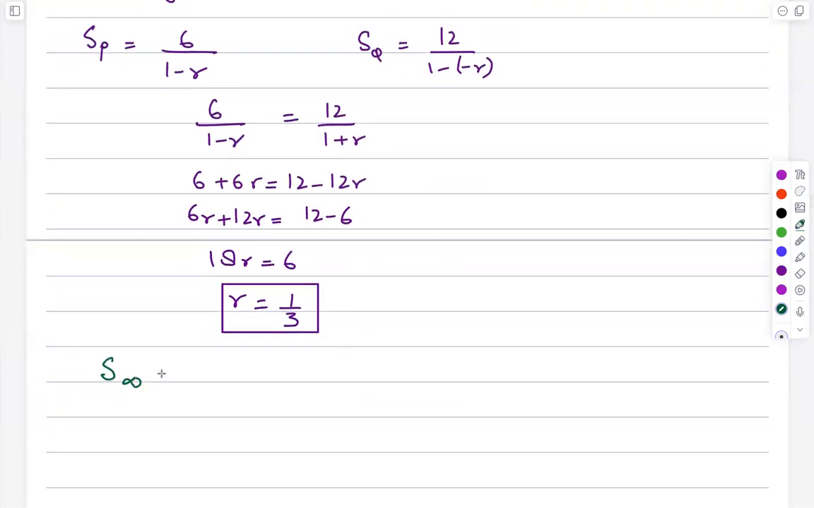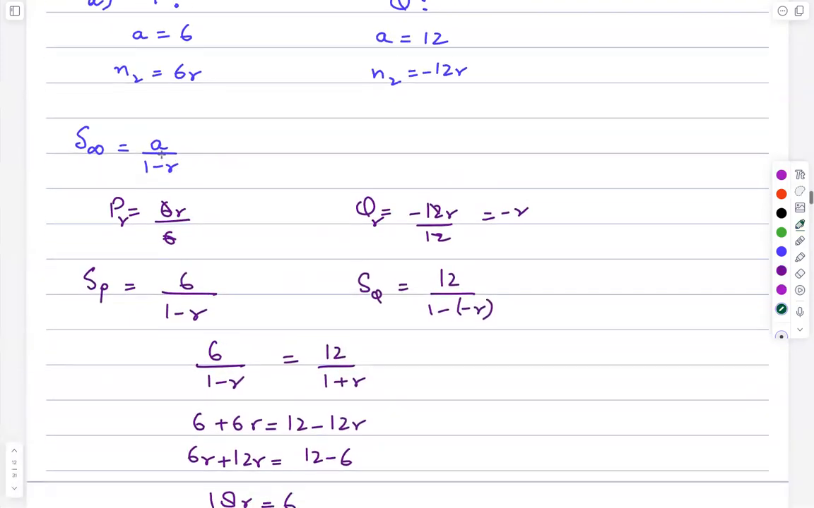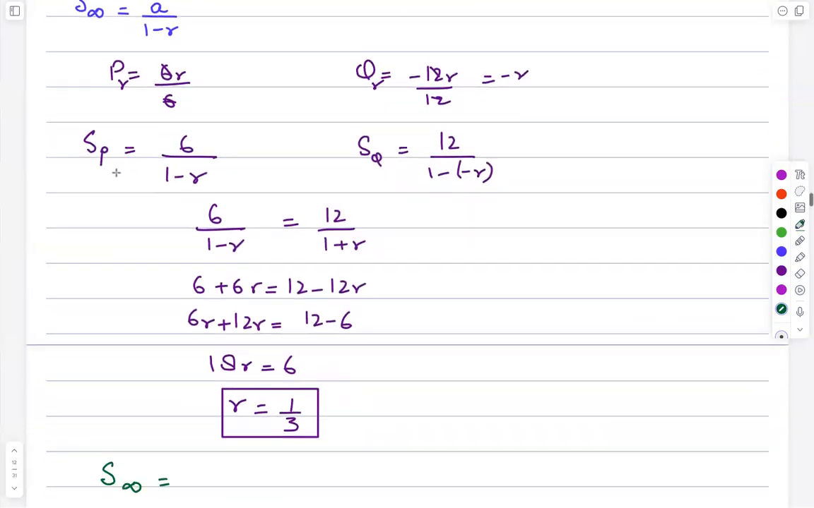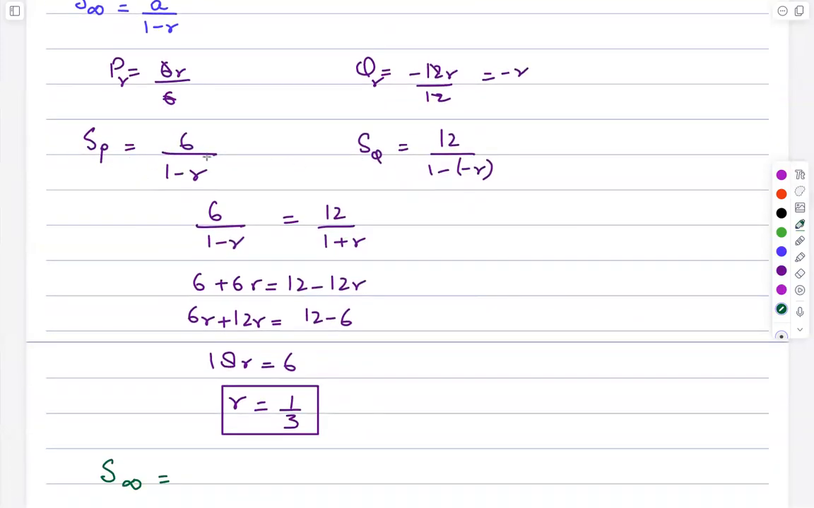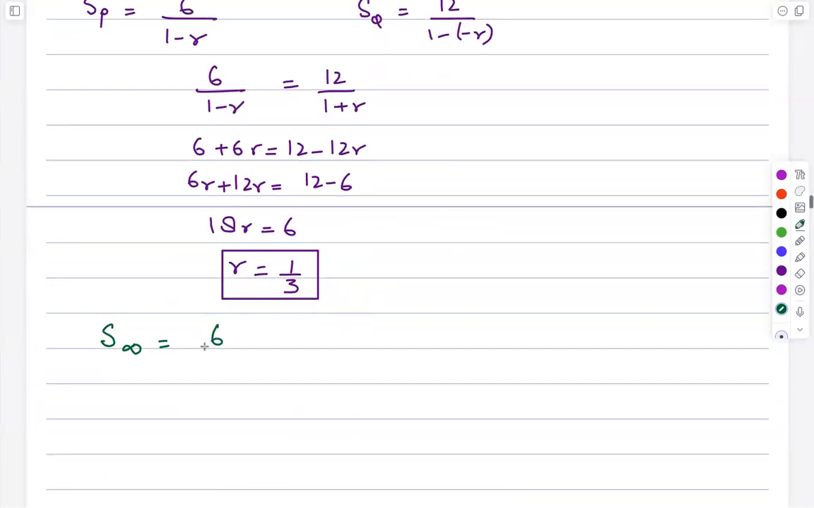So we know that the sum to infinity for P and Q is equal, so we can use the formula for P or Q, either of these. So we can use 6 upon 1 minus r. So this will become 6 upon 1 minus 1 upon 3, which equals 6 upon 2 upon 3. That will become 18 upon 2, which equals 9.